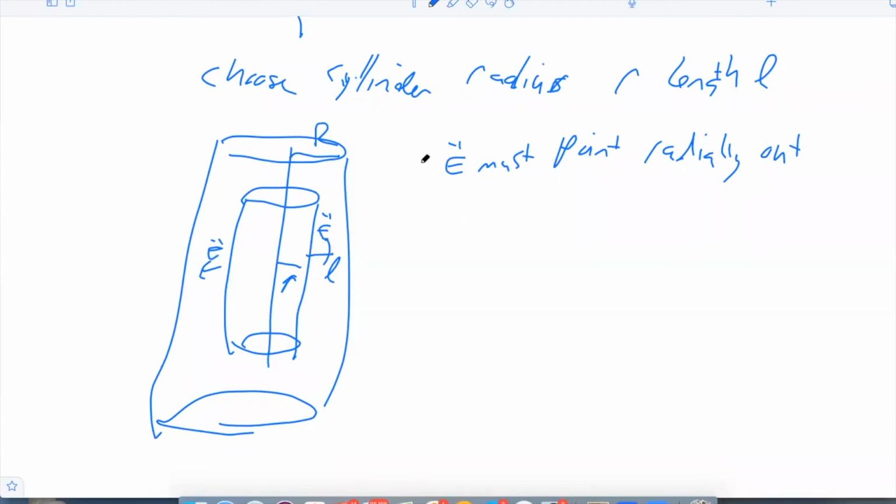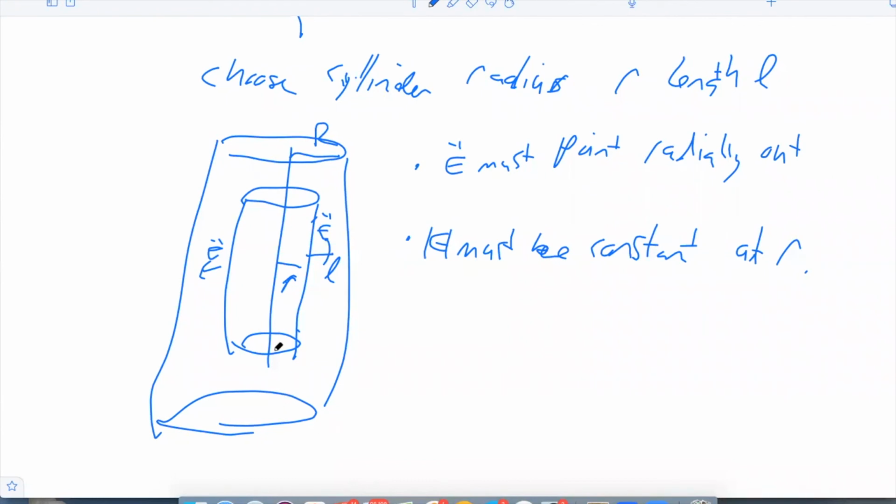Also, these are things you've got to note. E must be constant at radius r. It wouldn't make any sense for E to be a little stronger at this spot than it is at this spot. This thing's infinitely long. How can E be changing as I just move up and down? It wouldn't make any sense.